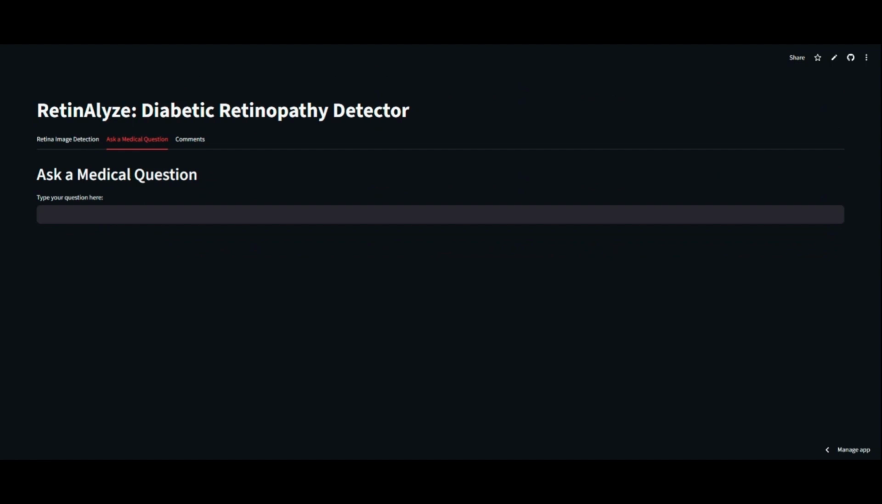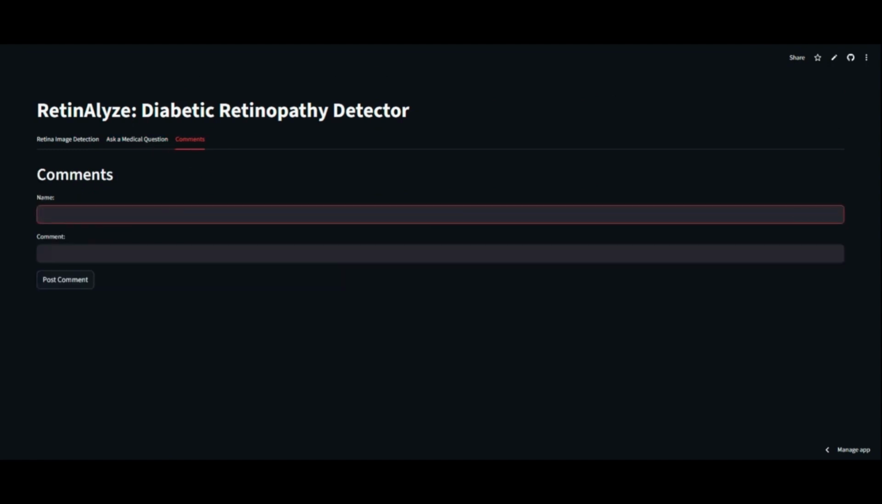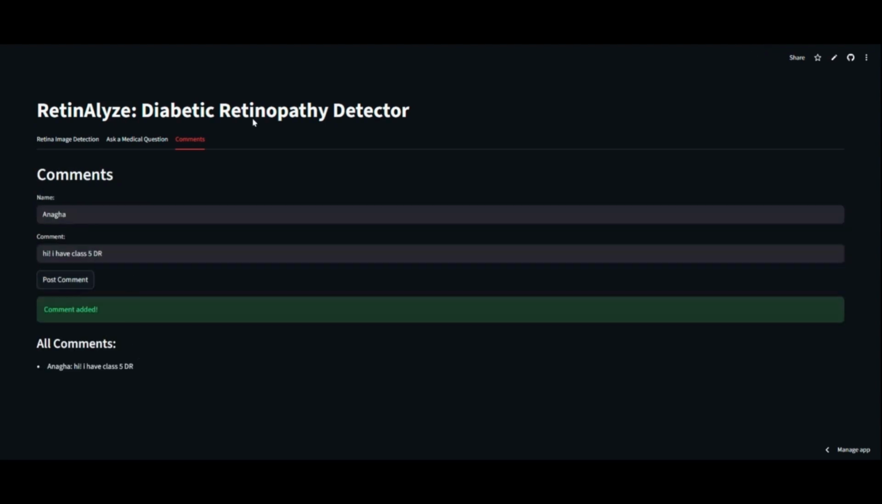We can ask questions about what this means by asking, like, what is diabetic retinopathy? And the model provides an answer. You can ask several different questions, like, what does class 5 diagnosis mean? And then again, the model will present that answer to you. We can also add comments by commenting right over here, hi, and then you can keep track of your medical history over time using this commenting feature.